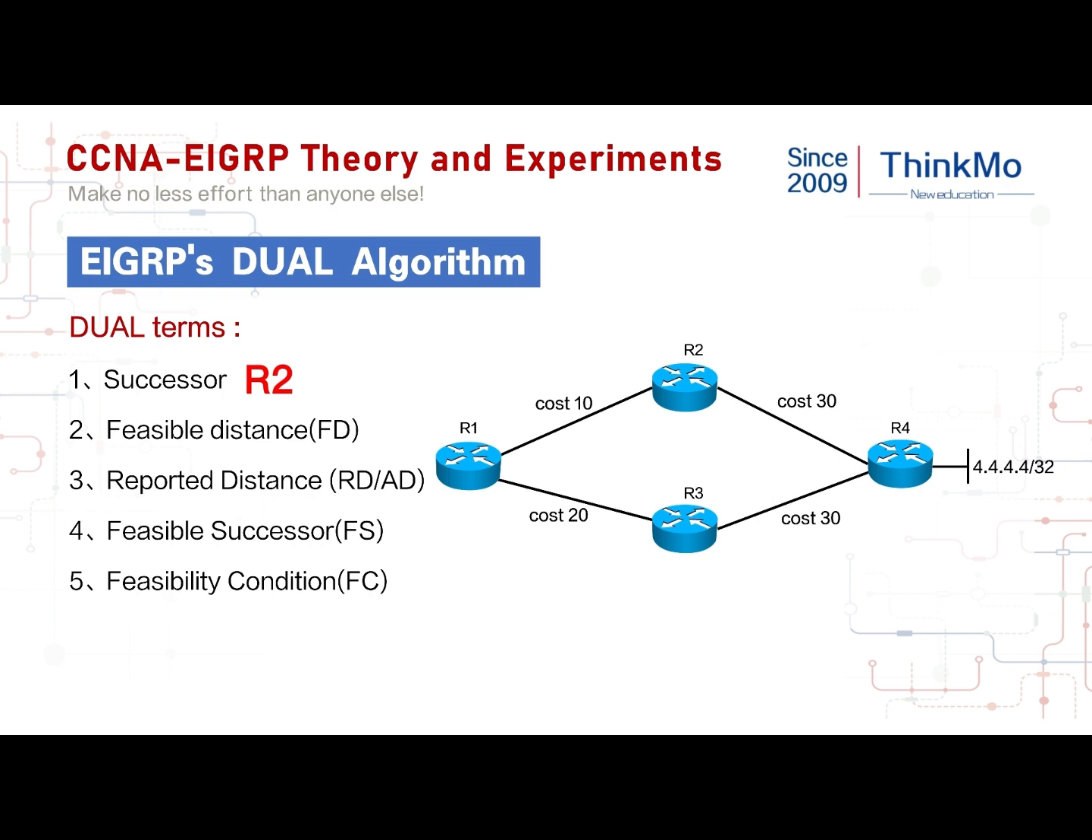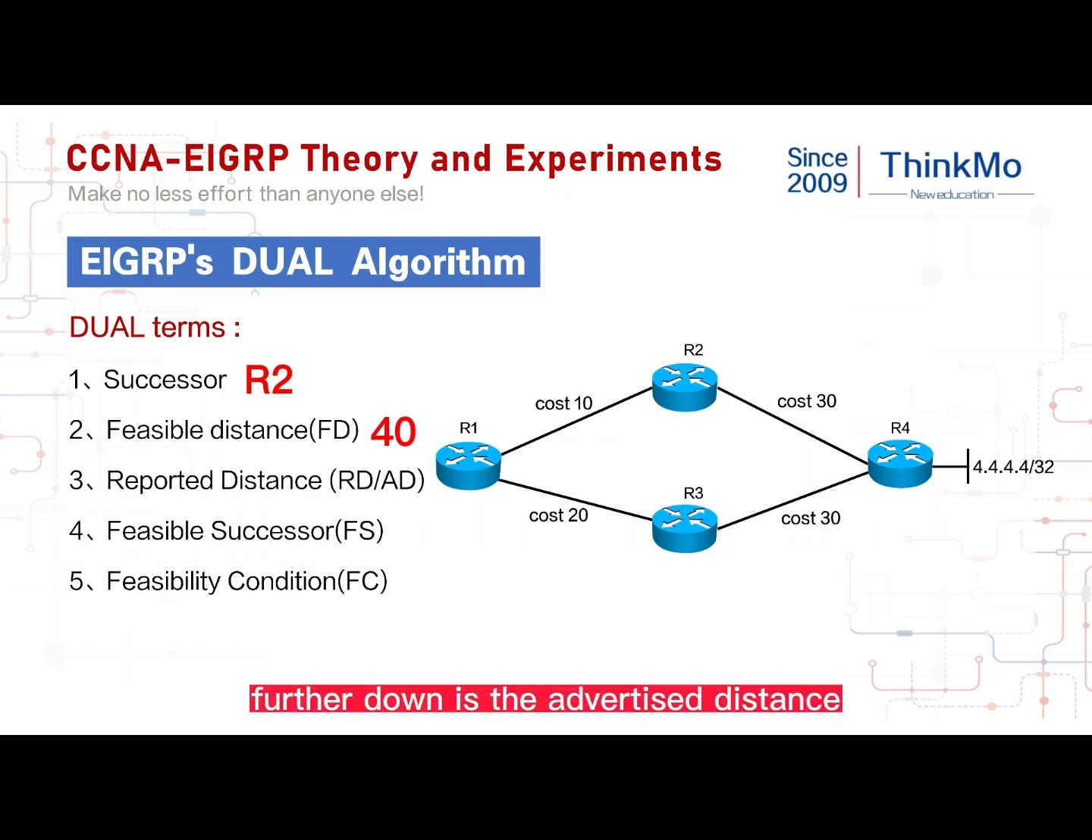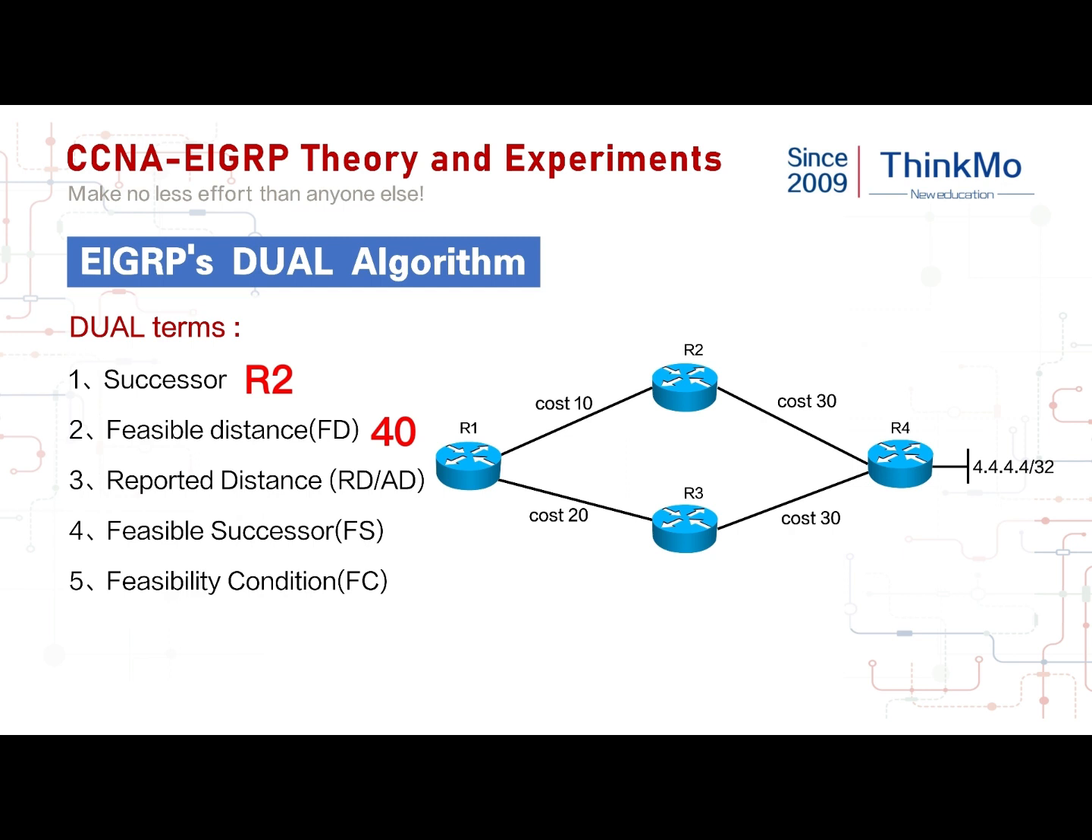That is 30 plus 10 equal to 40. Further down is the advertised distance. Advertised distance has two words. One is RD. One is AD. But we basically call it AD. It's just a title. Don't need to bother with it.